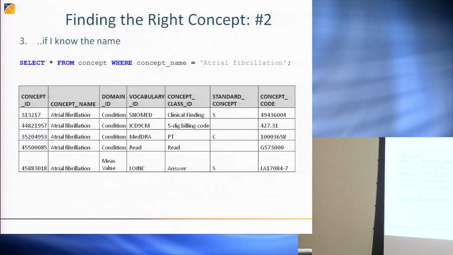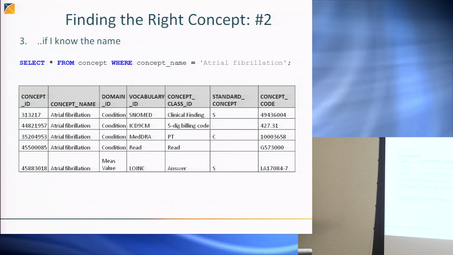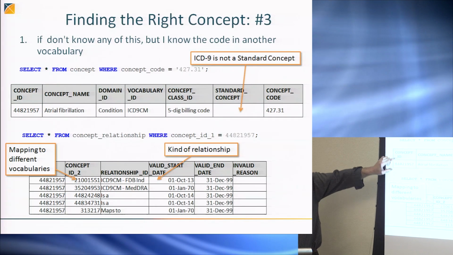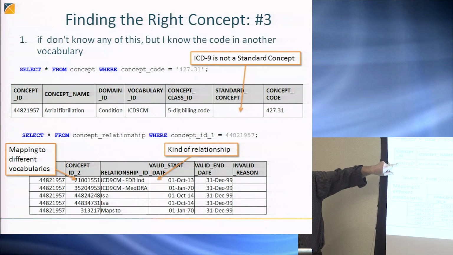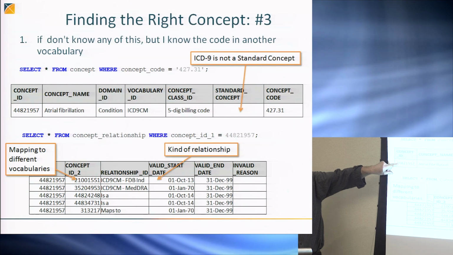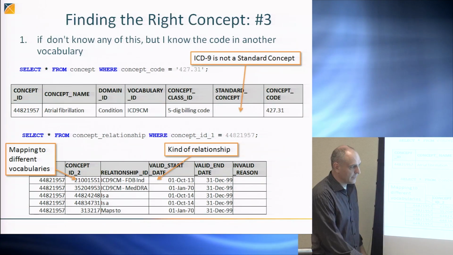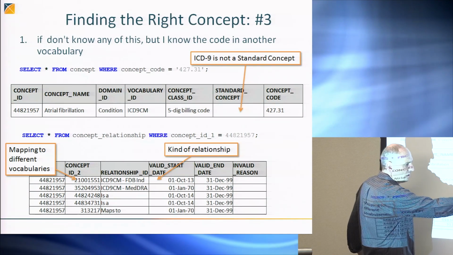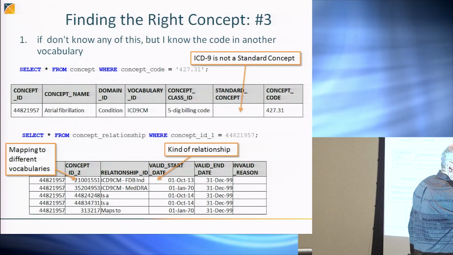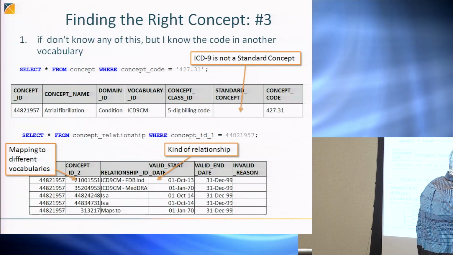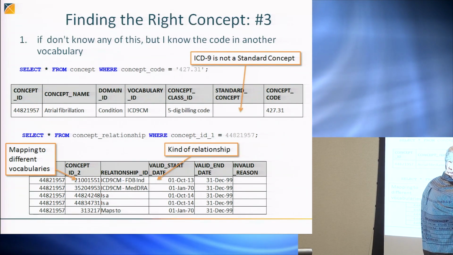So we were here. How do we get from this guy to this guy, right? How do we get from this one to the one that we want? There is a table which does it. The table is called concept relationship, where concept ID 1 is this one, atrial fibrillation, but not the one that we want.